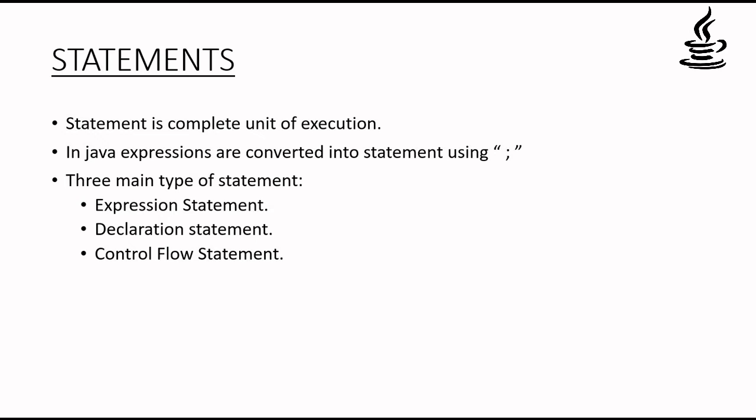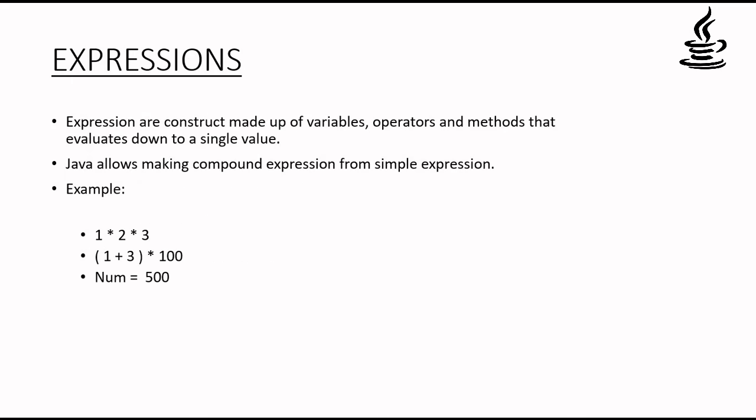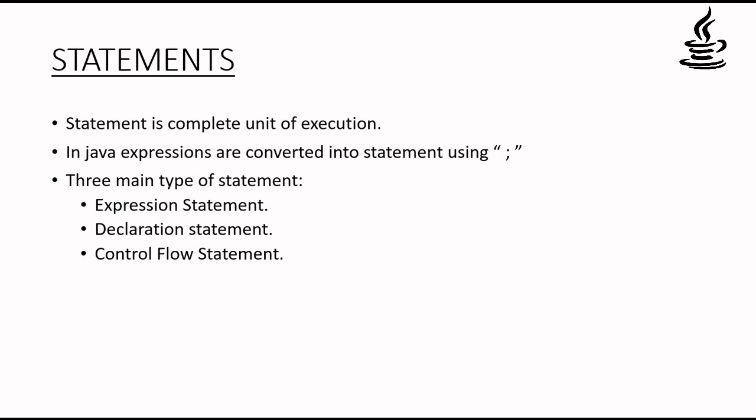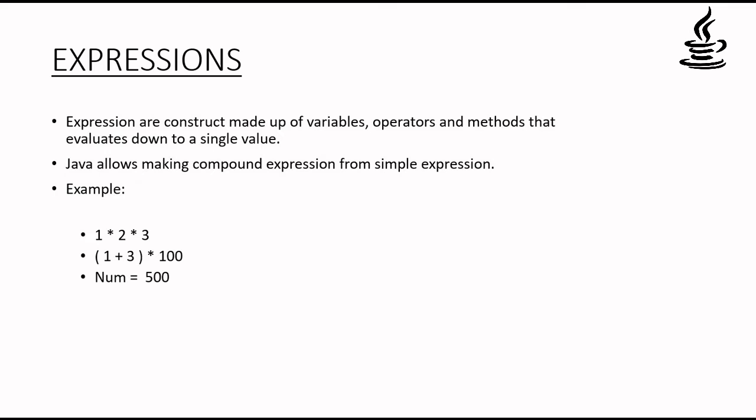So what do we mean by expression statement? Expression statements are basically expressions which evaluate down to a value. For example, here 1, 2, 3, when we multiply them together and put a semicolon at the end of it, we convert it into an expression statement. The second one is the declaration statement. The declaration statement is when we define any variable or method. For example, here num equals 500 is an example of a declaration statement because we are declaring that we have a variable num, which is an integer, and it is storing a value of 500.